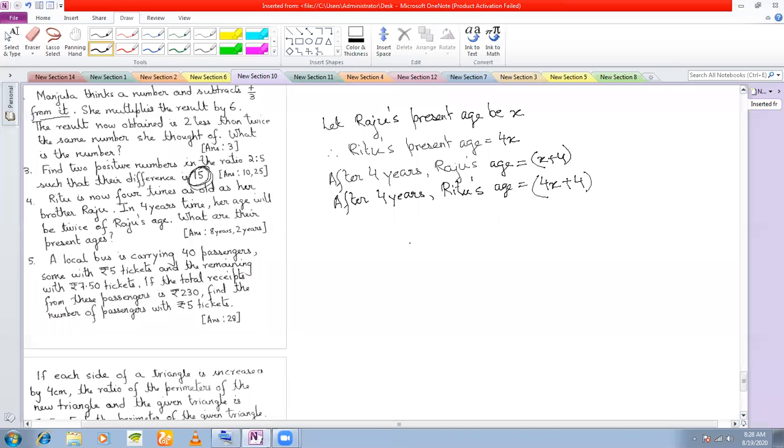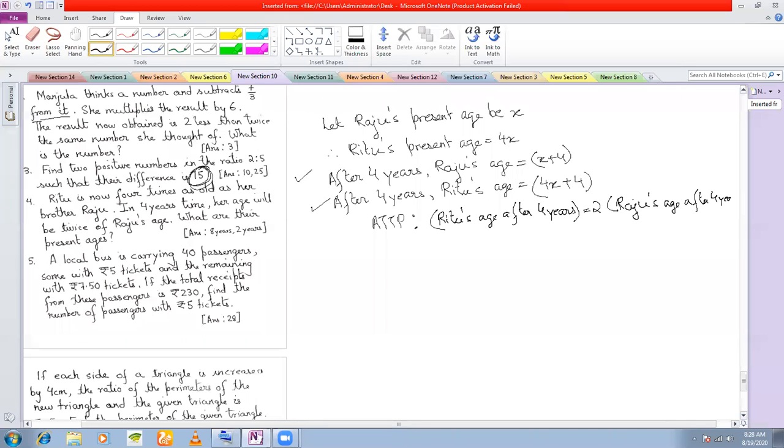Now, what is the condition given? In 4 years' time, Ritu's age will be twice of Raju's age. So, according to this problem, after 4 years, what is the relation between these two ages? Ritu's age after 4 years is equal to twice of Raju's age after 4 years. So now you can form this equation: Ritu's age after 4 years is 4x plus 4, twice, and Raju's age after 4 years is x plus 4. Now you can solve this equation to get x.